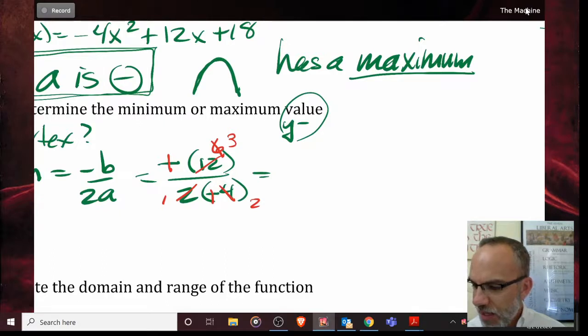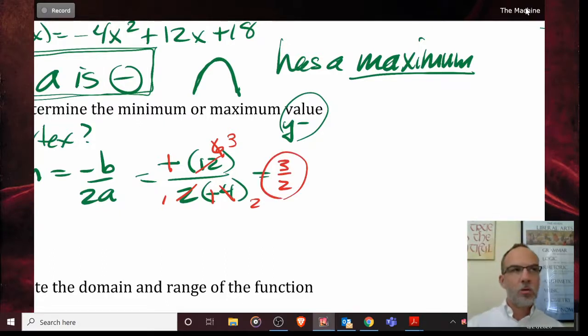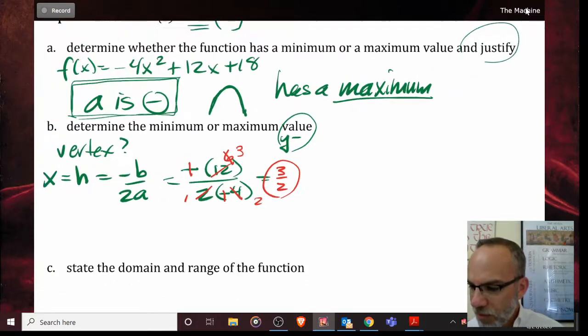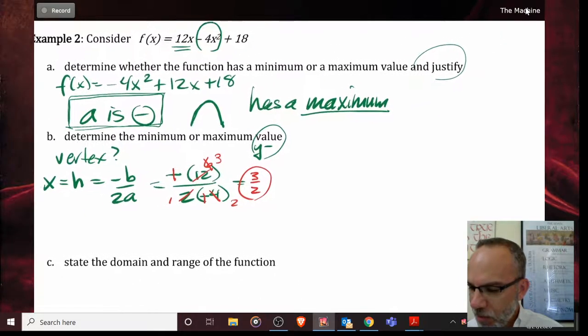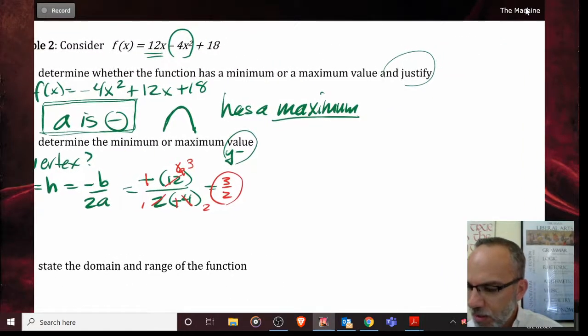The h value of the vertex is 3/2. Oh no, does that mean it doesn't work because it's a fraction? No, you just have to be a mature algebra student and manage fractions. Okay, so here we go. How do you find the y value then? You plug it into the formula.